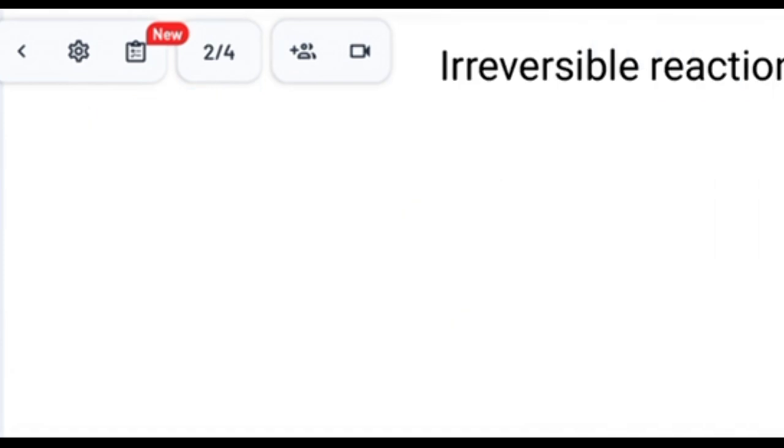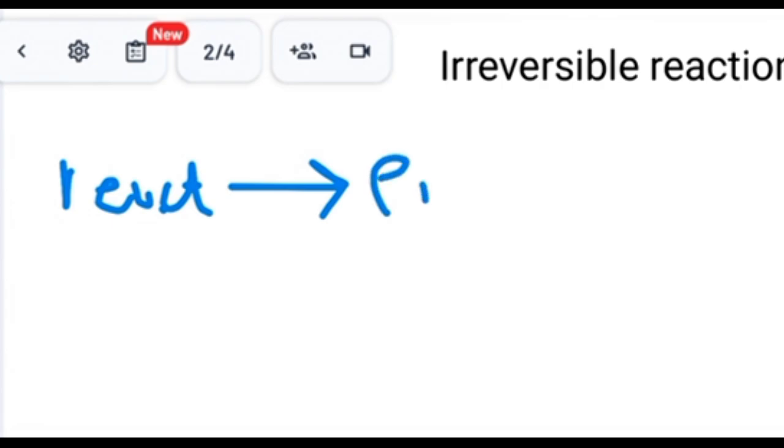Now let's go to irreversible reactions, and in irreversible reactions, the opposite happens, meaning that the products can't convert back into the reactants, they can't break down. So you've got reactants combining together to form the products, but the products can't break down into the reactants.